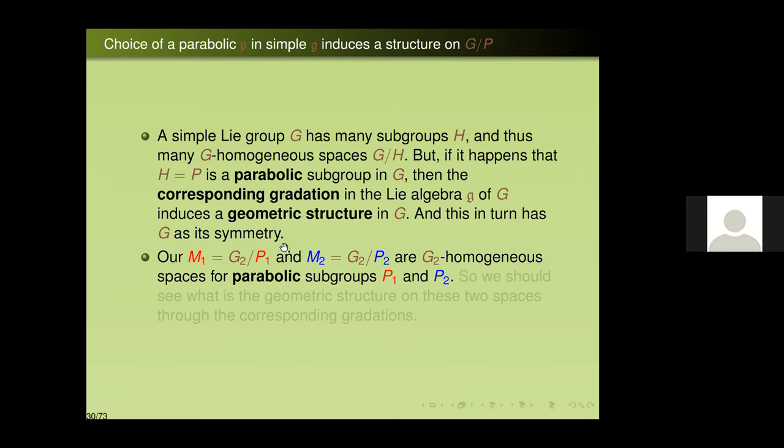Okay. So this is why I insist very much that P1 and P2 are parabolics, because these are parabolic subgroups. Therefore, the algebra of G2 corresponding to this choice of P1 is just graded in a particular way. So we can now see what gradation on the algebra of G2 makes the choice of P1 and what gradation on G2 makes the choice of P2, okay? So here is my P1. P1, remember, was this red one thing.